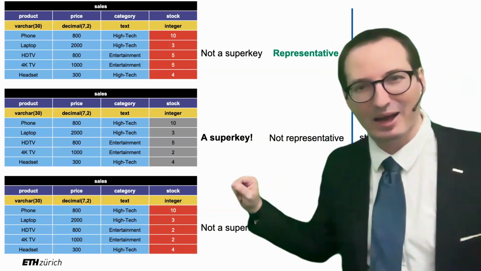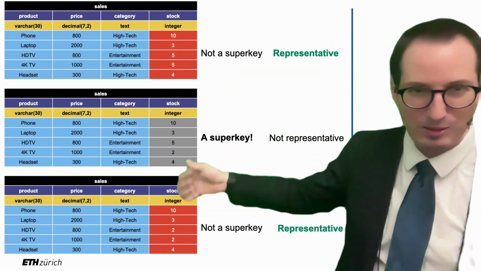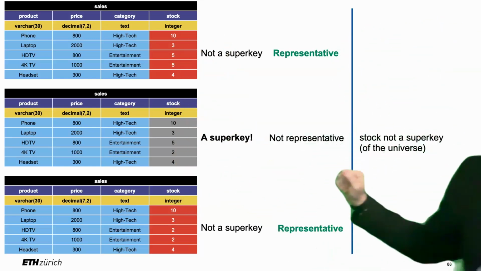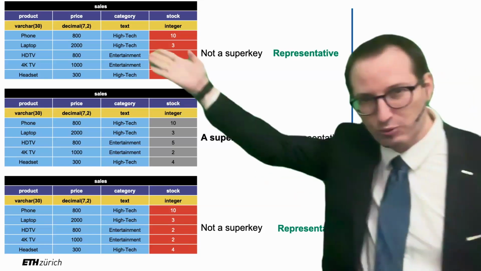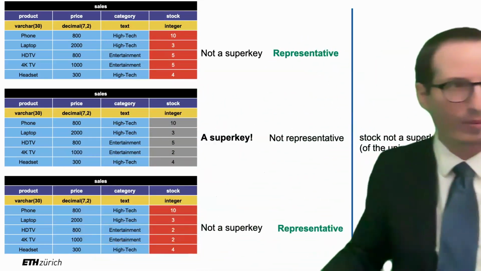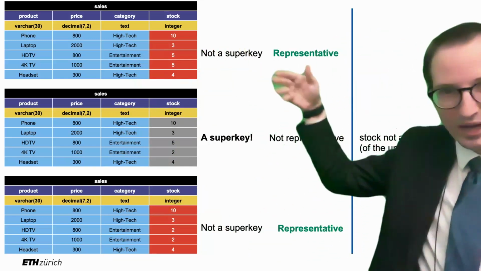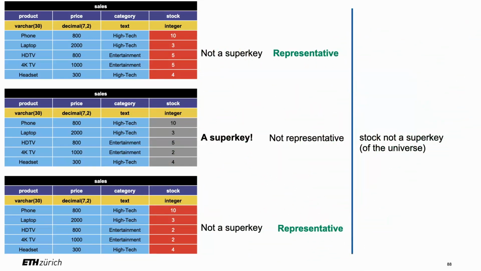I think it's called a potato-early, when something sometimes works, sometimes doesn't work. So stock is a potato-early here. It's sometimes a super key, sometimes not a super key. And of course, for the entire universe, so that would be the universe of all the tables for my web shop forever, right? Any content, then stock is generally not a super key, even though by accident, sometimes it might be one. For whom is that clear?